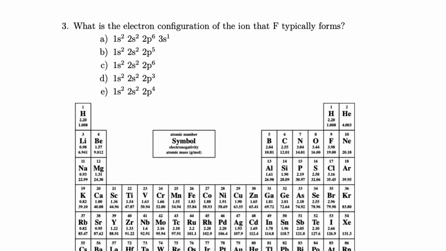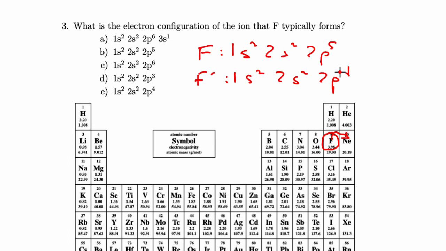So a question you could see would be, what is the electron configuration of the ion that fluorine typically forms? And so fluorine is right here. It's a halogen. If it gains 1 electron, then it gets the noble gas configuration of neon. And so the fluorine atom would be 1s2, 2s2, 2p5. The fluoride ion is 1s2, 2s2, 2p6.